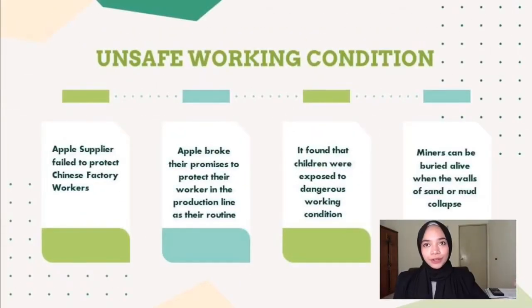Next, moving on to the next point. It is the working environment, which is unsafe working condition in Apple supplier. We figured out that Apple supplier failed to protect Chinese factory workers. There was a case when the iPhone 6 was produced. Apple broke their promises to protect the workers in the production line. For instance, the workers needed to work 18 days in a row despite repeated requests for a day off in factories making parts for Apple computers.